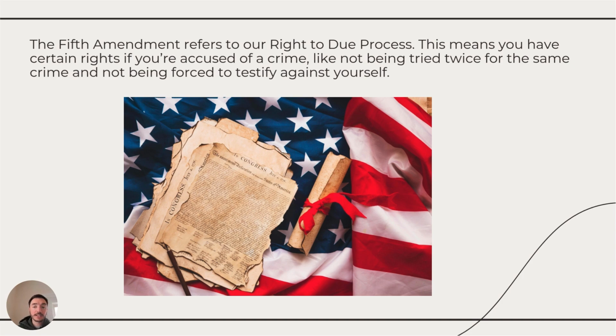Fifth Amendment talks about the right to due process. So you have certain rights if you are accused of a crime, right? Innocent until proven guilty. So you have rights if you are accused of a crime, and there is a certain process that has to take place. Everybody has the right to that due process. There's a fair process that has to play out if you are accused of a crime.